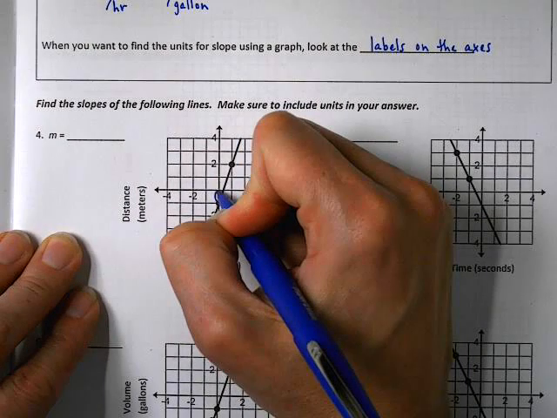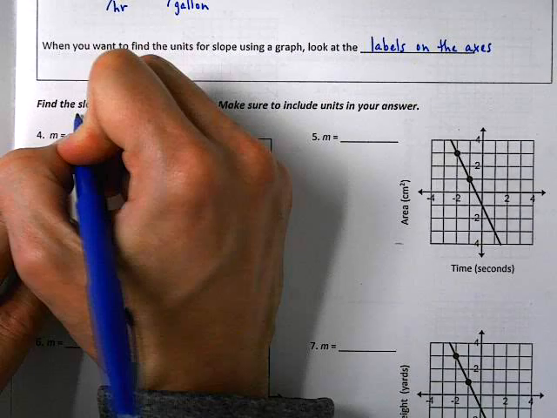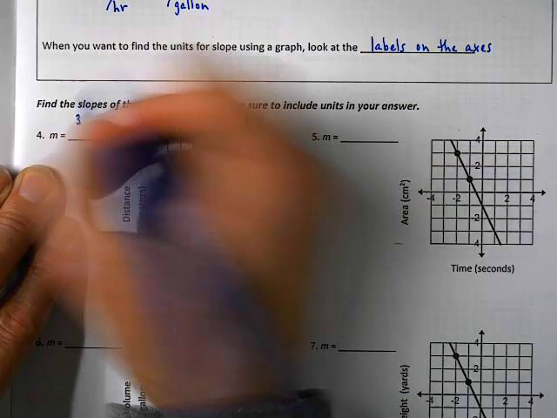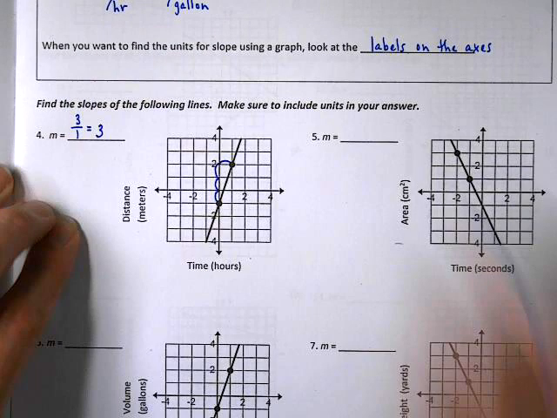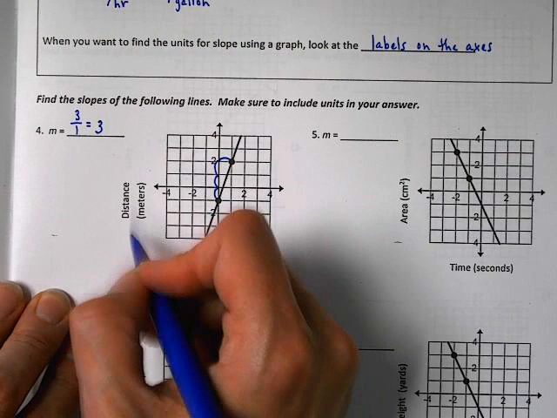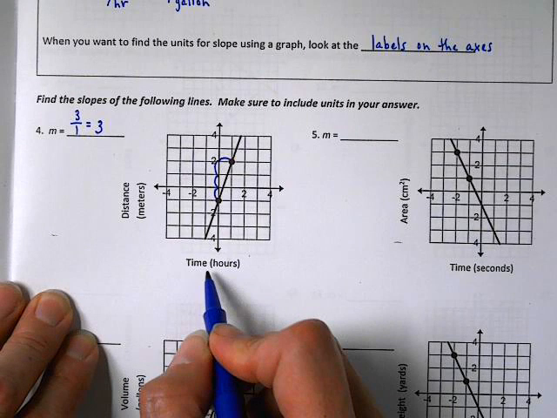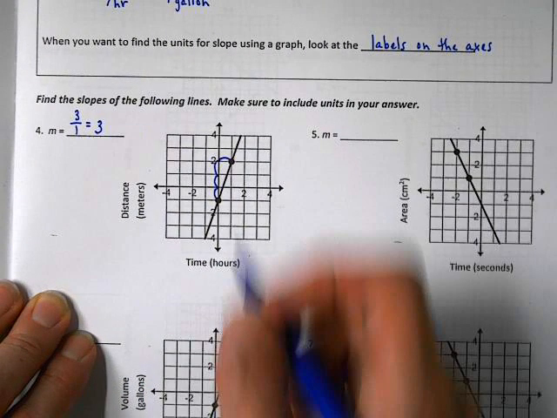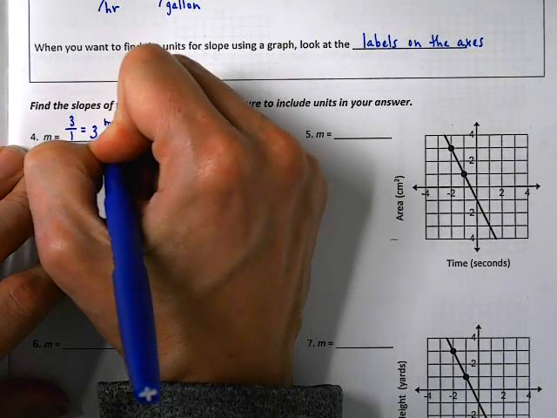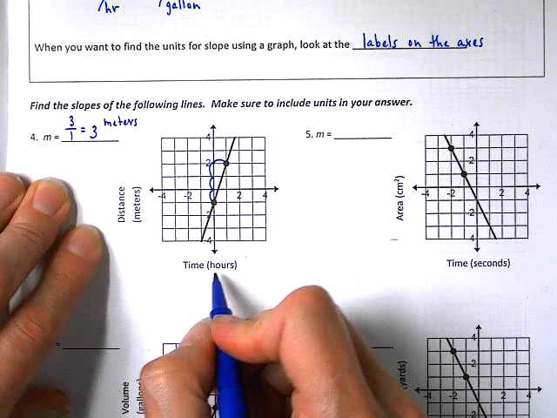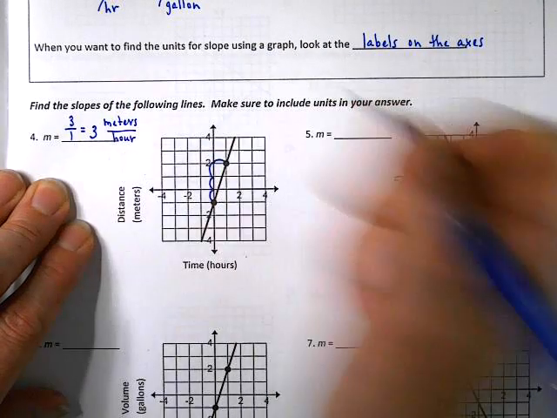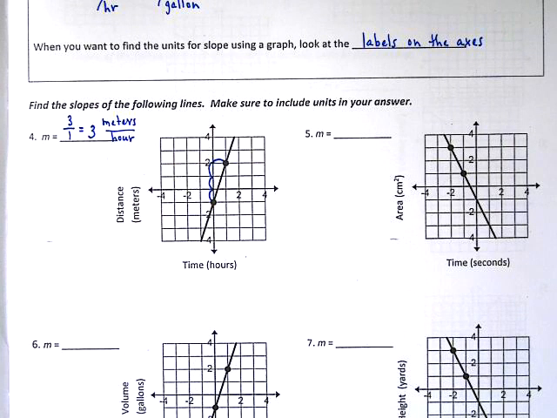So in this case, I go up 3. My rise was 3. Now my run, I go to the right 1. So I have a positive 3. Now, just like the rise told us about the y-axis, the up and down, and the run told us about the x, we have to put our units in the same order. So when we did our rise, that was along the y, that unit was meters. And my run, my x-axis unit was hours. So I have 3 meters per hour.